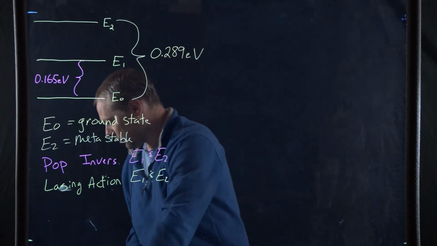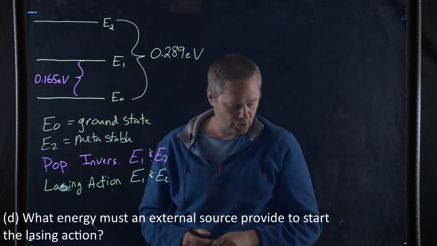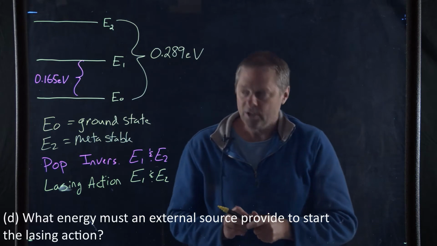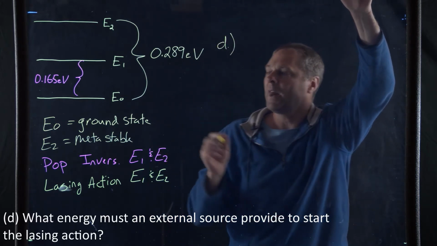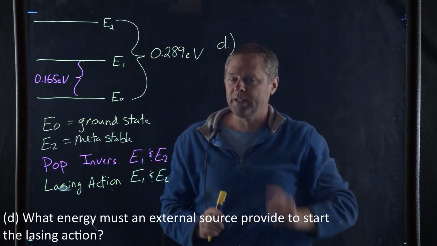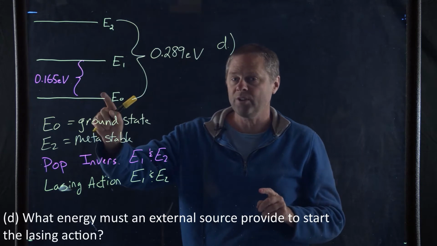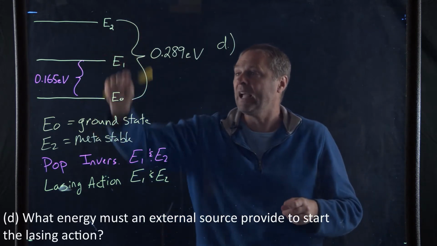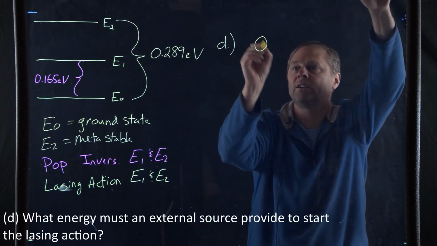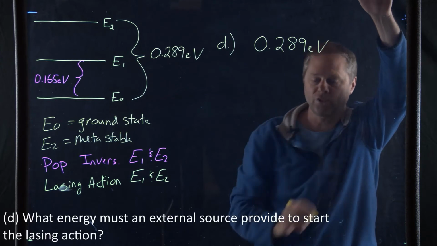Now D reads, what energy must an external source provide to start the lasing action? So how much potential has to be supplied to this? Well, we have to get the population to move from E0 up to E2. That has to happen. And the energy between that is 0.289 electron volts.